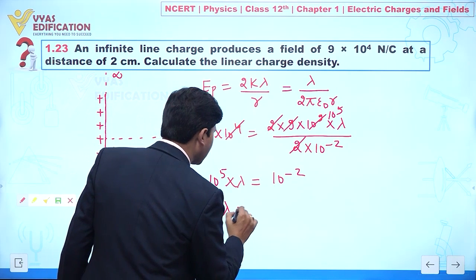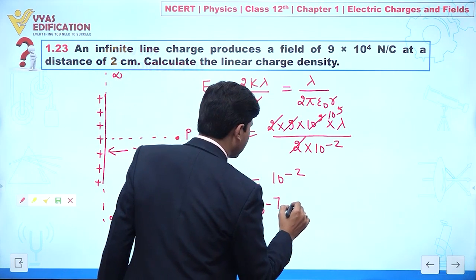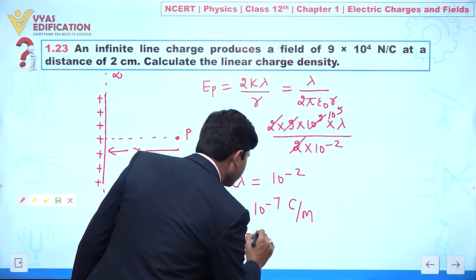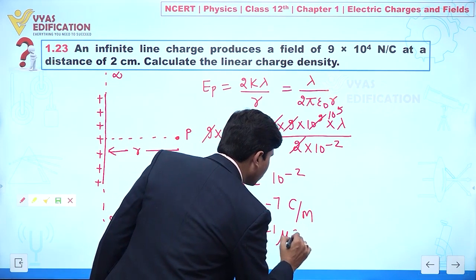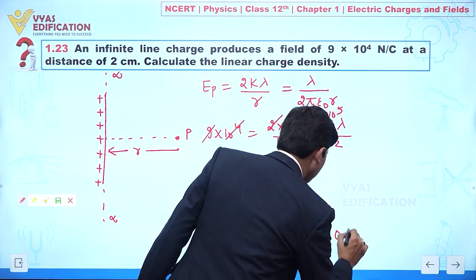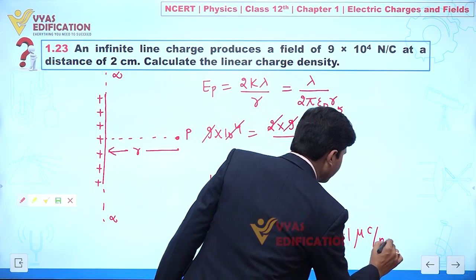So from here, lambda is 10 to the power minus 7 coulomb per meter. We can also write this as 10 to the power minus 1 micro coulomb per meter, which is equal to 0.1 micro coulomb per meter.